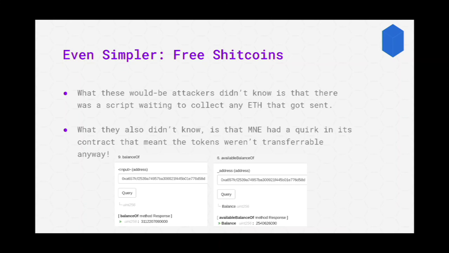What they didn't know was that there was a script monitoring that account that would immediately transfer out any currency that was put into the account. So it would immediately create a transaction and transfer all the funds back out of the account to an attacker-controlled address that no one knew. What they also didn't know was that the token he had chosen to put in there actually had a quirk where, just because the balance of the account showed a lot of money, the actual available balance, the tokens, could be locked. So you actually weren't even able to transfer the tokens even if you won the race condition and beat him to the punch transferring the funds.